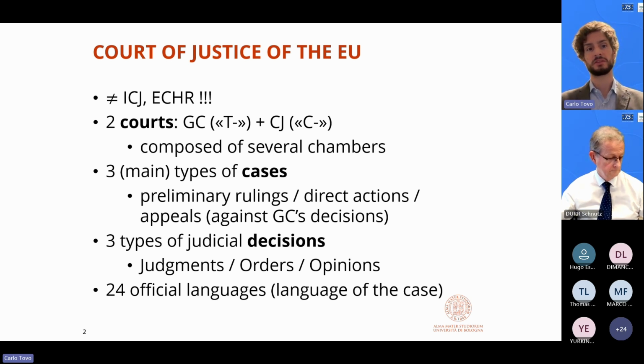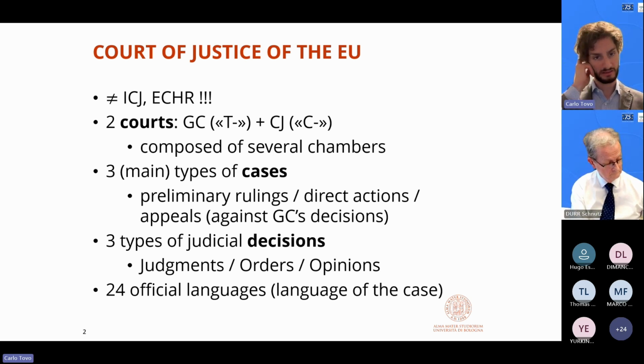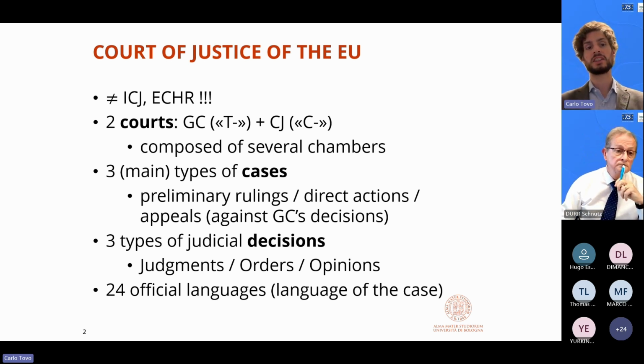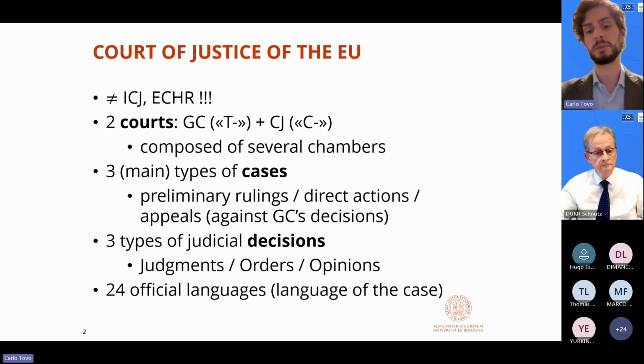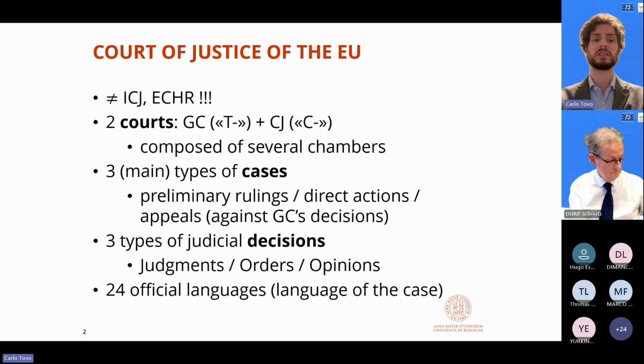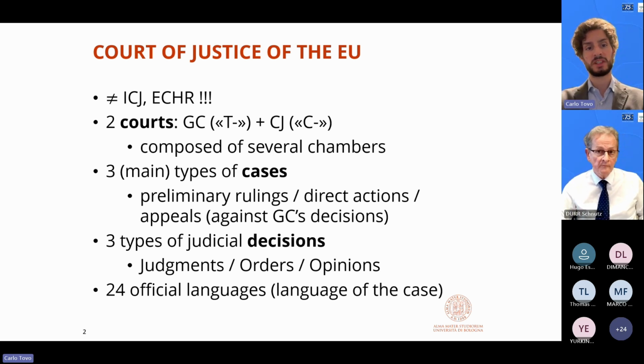The Court of Justice of the European Union consists of two courts. The Court of Justice, C, this is the letter that you should remember, and the General Court, T, like the French word tribunal. Each of these two courts is composed of a certain number of judges and advocate generals. For the purposes of today's presentation, it's only important to remember that judges sit in different formations, which are called chambers. The data relating to the chamber of a given decision is important because it is an indicator of the relevance of the case. So there are two courts composed of several chambers, and there are three types of cases before these two courts.